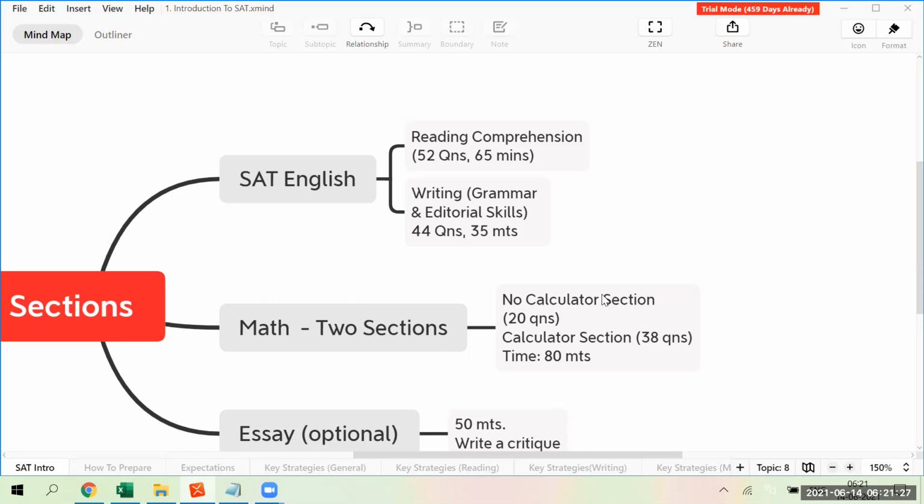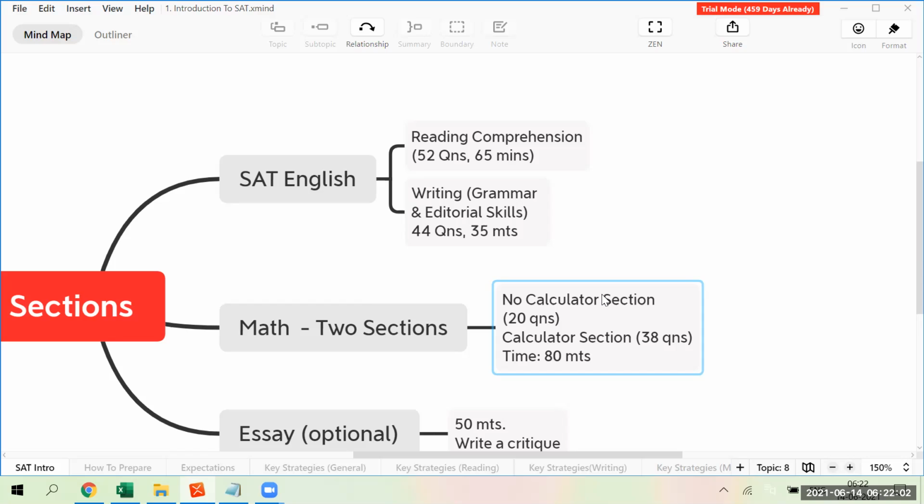The third section is the math section, which is again divided into 2 parts. The first part is of 20 minutes, with 20 questions, and the second part is of 38 questions. So in total there are 58 questions to be done in 80 minutes. The first part is called the no calculator section, where you are supposed to answer questions without a calculator, and the second is the calculator section, where you can use a calculator.